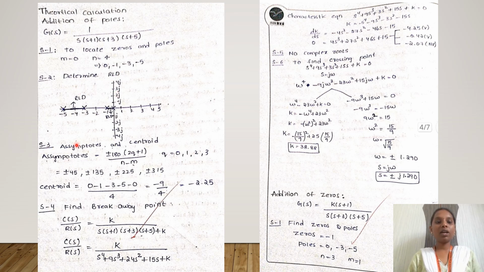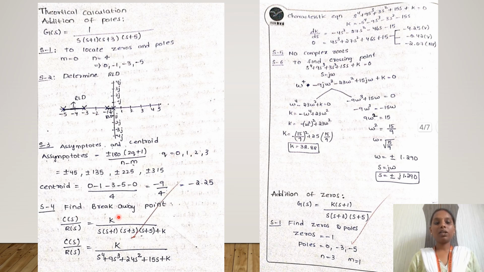Next, step 3, we can find out the asymptotes and centroid. This is the formula: plus or minus 180 into (2q plus 1) divided by (n minus m). And the centroid formula: 0, minus 1, minus 3, minus 5, and minus 0 also. So we get the centroid as minus 2.25.